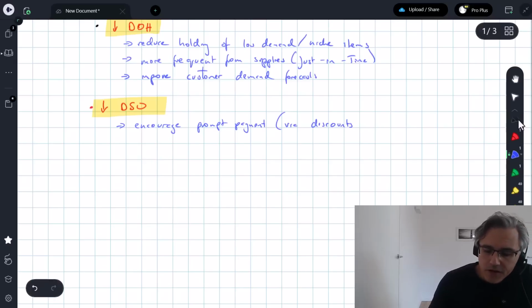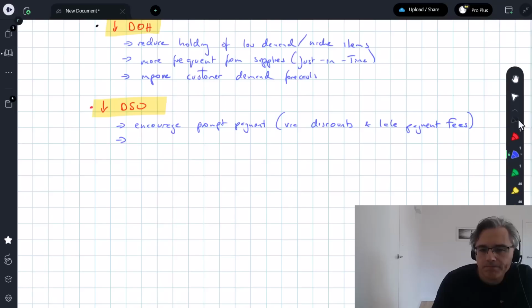But also discourage them from paying late by introducing late payment fees, a form of penalty for being late in the payment. Tighten credit standards is another idea, i.e.